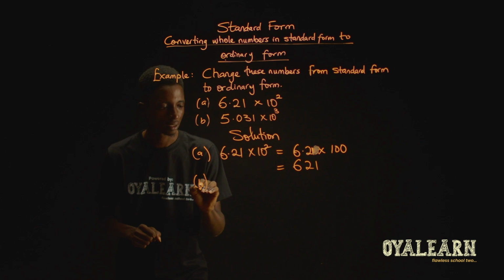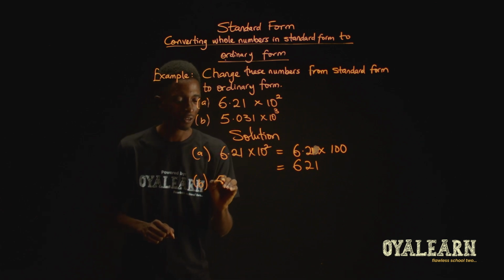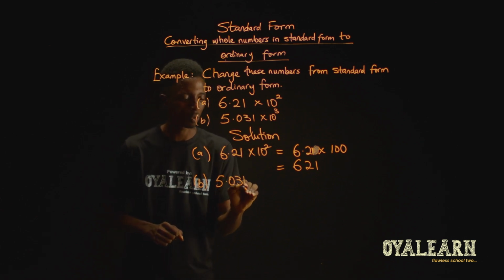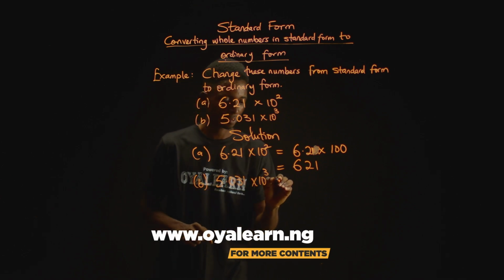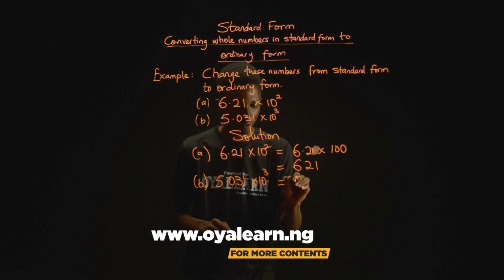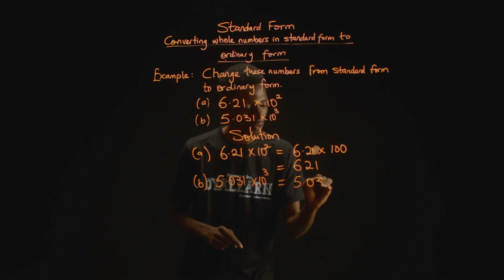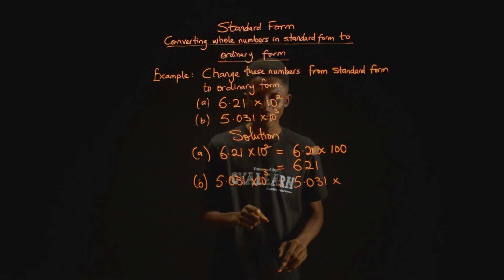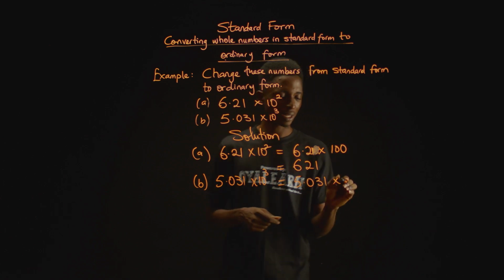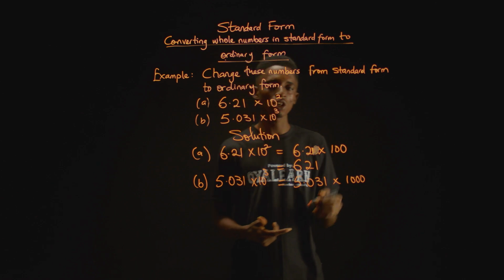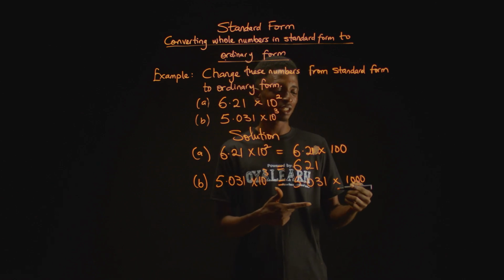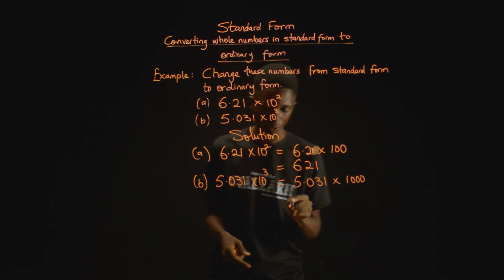Now to B, we have 5.031 multiplied by 10 raised to the power of 3. This means we have 5.031 multiplied by, now 10 raised to the power of 3 would give us 1000. Don't forget, just write 1 and then the power will tell you the number of zeros you write after 1.